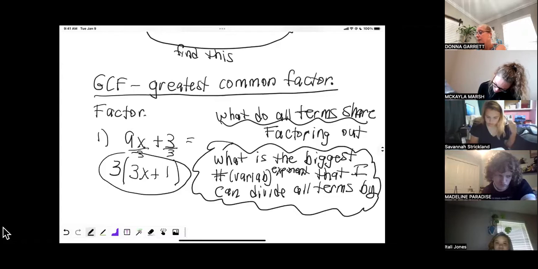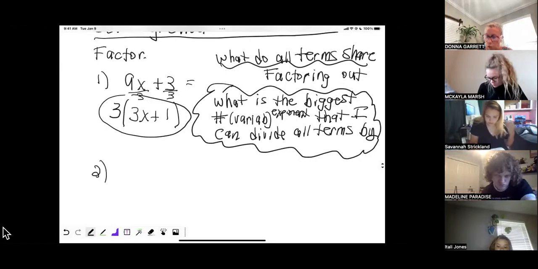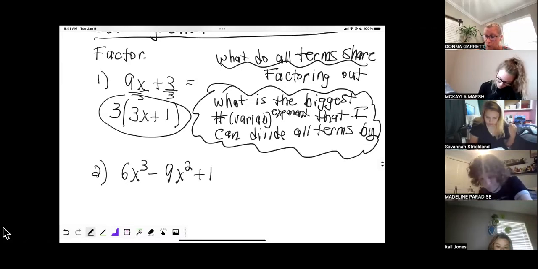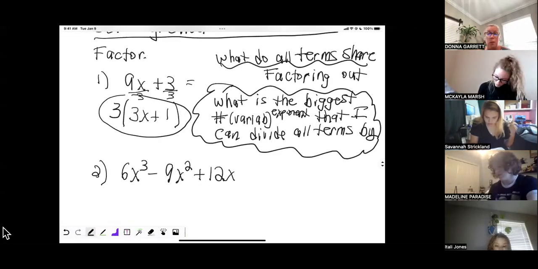Let me do one that has a variable as well, so you can see what it's like to do both. Say I want you to factor this. By the way, this greatest common factor is a warm-up for what we're really doing. This is just skills to practice till we get to what we're really doing. 6x to the third minus 9x squared plus 12x.